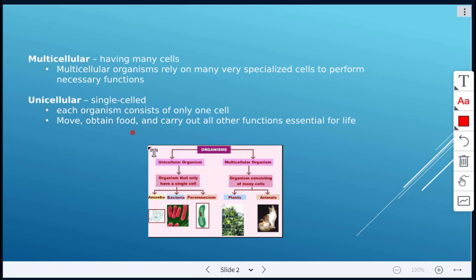All right, so in this chart we can see organisms are either unicellular or multicellular. Unicellular organisms have only a single cell. Some examples are amoeba, bacteria, and paramecium. Multicellular organisms consist of many cells. Those can be plants or animals. And like I said, they have specialized cells that perform necessary functions, and we'll talk about that as we go on in this unit.